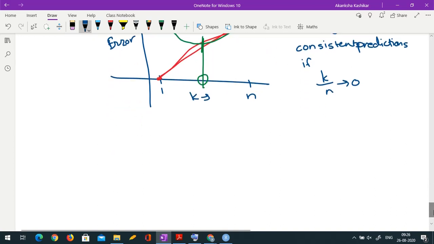What do I mean by K by N going to 0? First thing, K should be a function of N. That is important. I cannot arbitrarily say I will take 3 nearest neighbors irrespective of whatever sample size I have. That is not correct. K cannot be constant, so K has to be a function of N, and K by N should go to 0. Generally you take K to be N raised to some C where C is less than 1. For example, if I take square root N, then I will have 1 by square root N as K by N, so it goes to 0. Of course square root N would be too large, but something like this is a valid criterion.